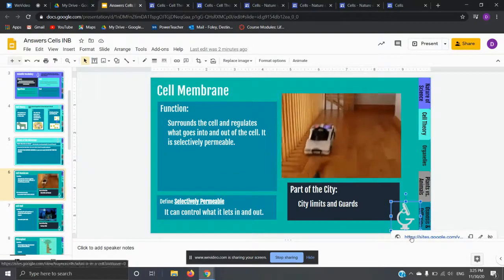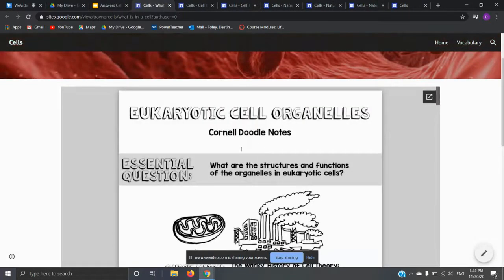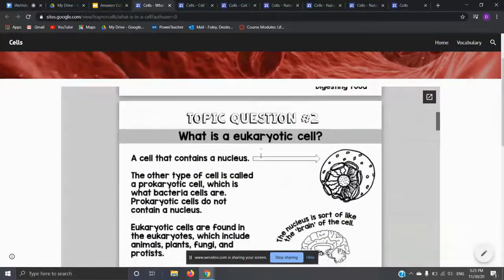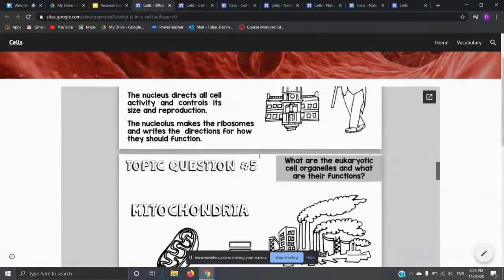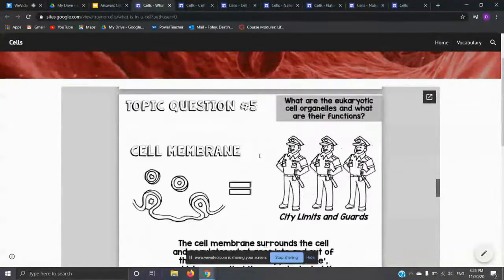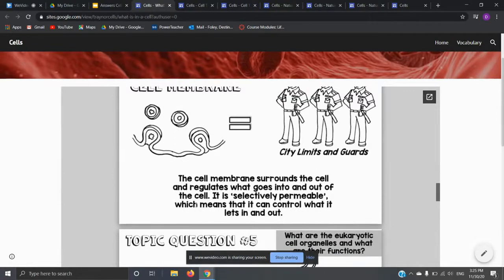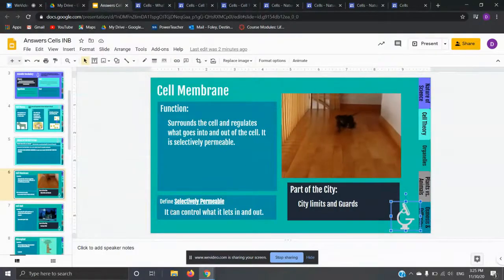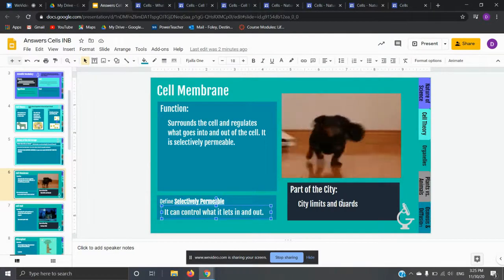So if you went to the microscope, you click on here, and then you clicked on eukaryotic cell organelles, and you scroll down to the cell membrane. It tells you what selectively permeable is. It means that it can control what goes in and out of the cell. So it can control what it lets in and out.